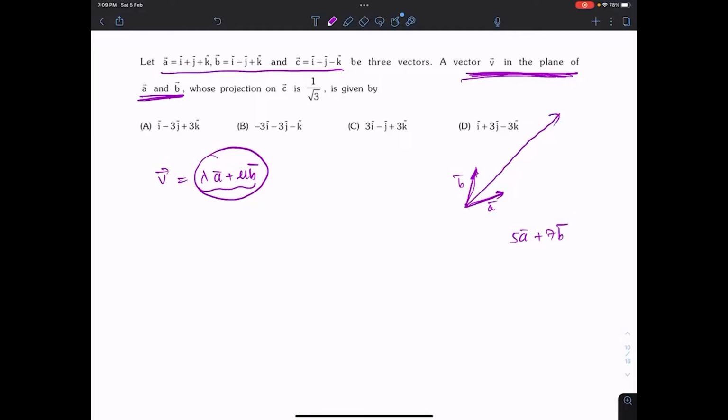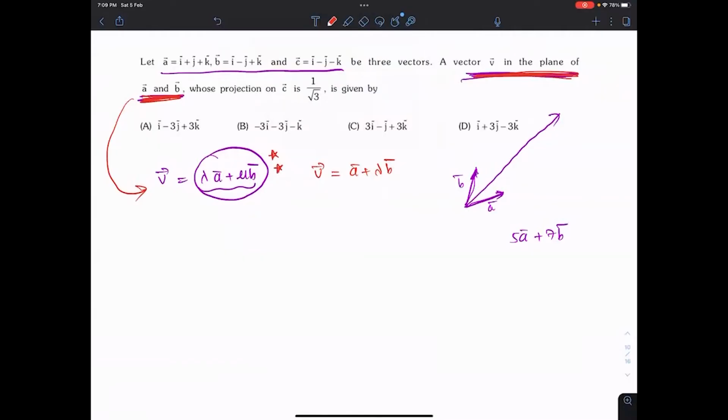Whenever you see this statement, a vector in the plane of A bar and B bar, which is a very common statement, immediately you can take it like this, or sometimes you can take A bar plus lambda times B bar. Anyone you can choose. But actually this is more preferable, the general one, with a constant for both. So what is the question? Again, this is a previous JEE question.